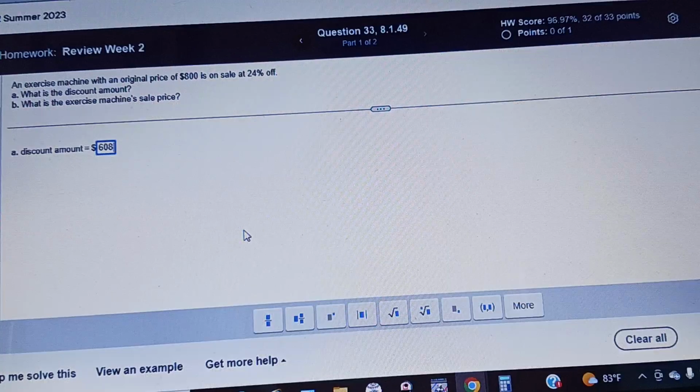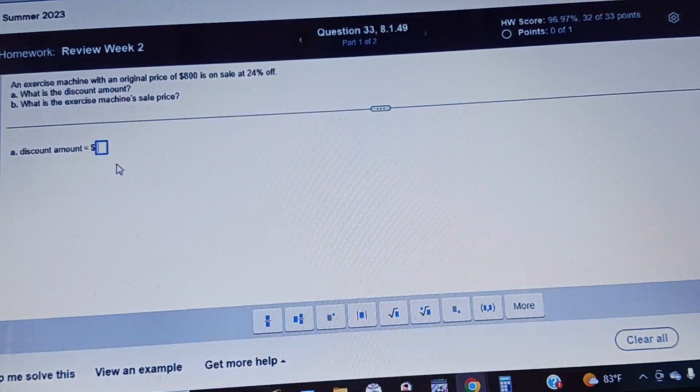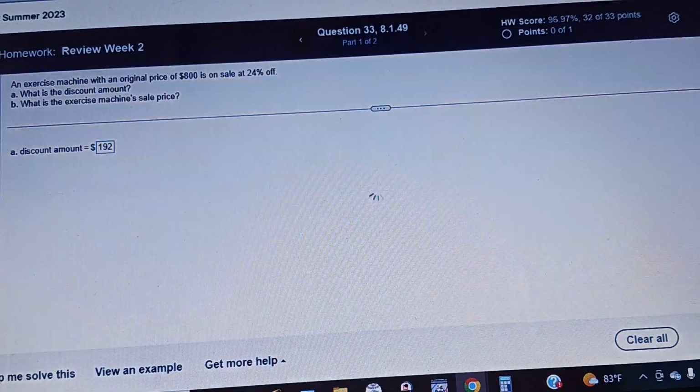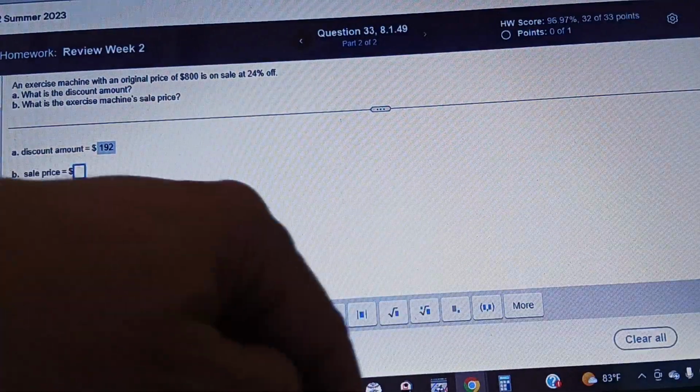608. Oh, whoop, I almost misread it. What is the discount amount? Discount amount is how much you're taking off. That's the 192. And then what are you going to actually pay? The sales price is the 608.